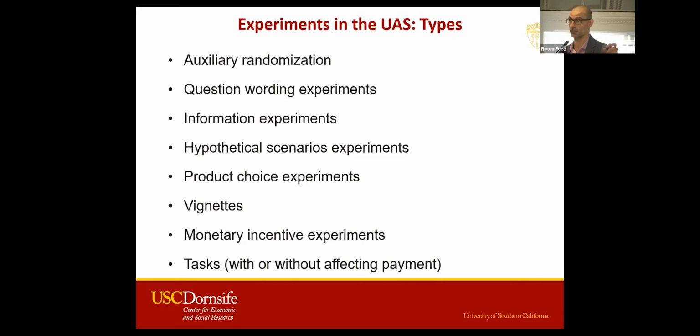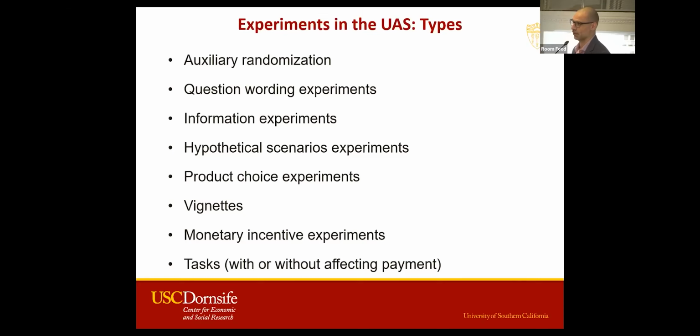You give information to a subset of the sample, not to another, and then you compare their knowledge or their answers in terms of claiming benefits and things like that. Another example, we provide, for instance, historical stock market returns to half of the sample, and we don't provide this information to the other half, and then we ask about stock market expectations in the future, and we see big differences between the two groups.